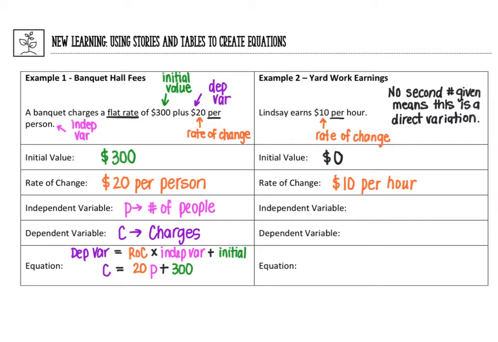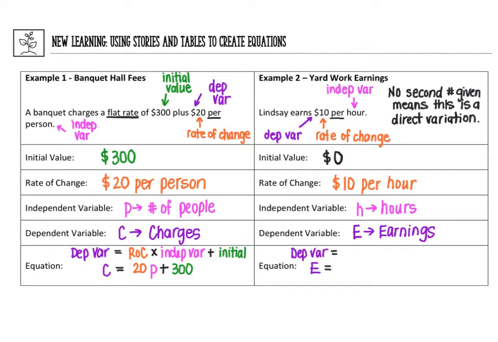We then can move on to finding out what the independent and the dependent variables will be. Remember that it is going to be the dependent variable per the independent variable. So after per comes hours, and this is the independent variable. So we'll use H for hours for the independent variable, and the dependent variable can be E for earnings because that's what we're trying to calculate overall. Our equation then will be E equals 10H.